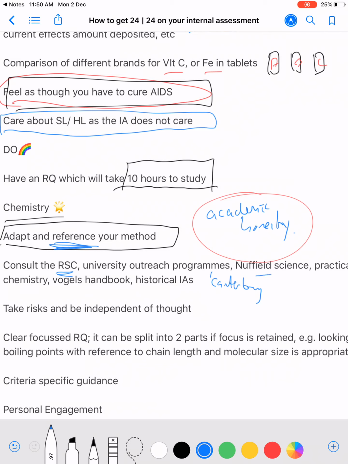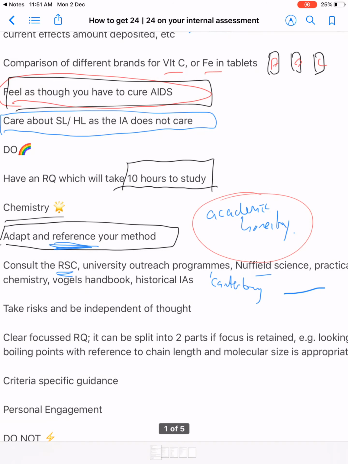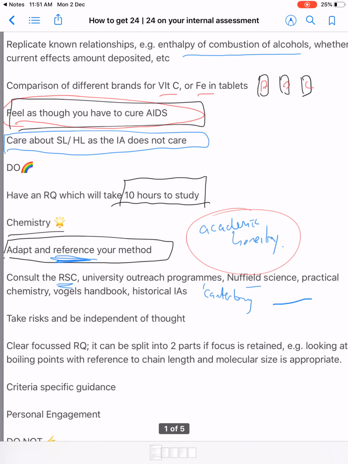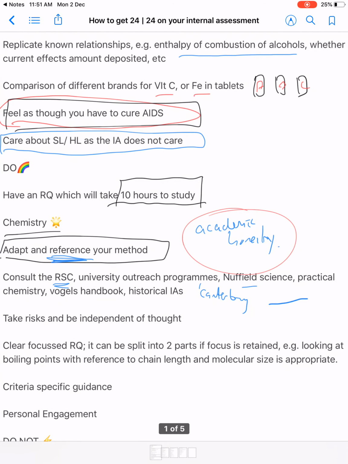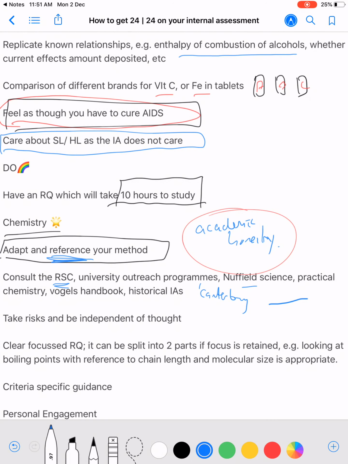Nuffield Science is a wonderful database of lots and lots of different practicals which you can use in your internal assessments. Google practical chemistry. Guess what comes up? Practical chemistry. Vogel's handbook is wonderful for organic determination and for some quantitative determinations. If you Google that, just put Vogel's.pdf, you'll get about 1,000 different experiments in there. And obviously look at historical IAs.